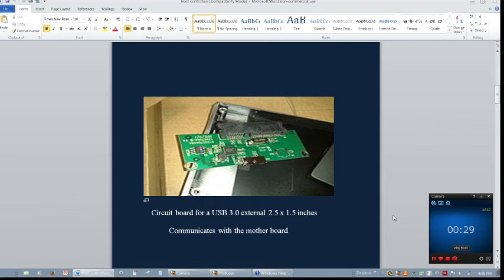Now, I wanted you to see what this circuit board looks like on the inside of your computer. This circuit board is for the 3.0 external, and it is 2.5 by 1.5 inches. It communicates with the motherboard.